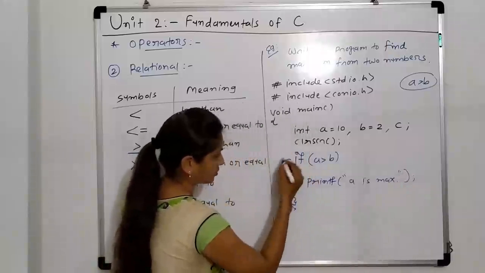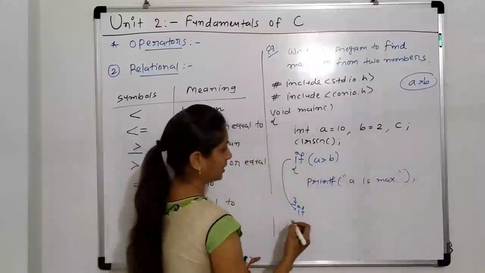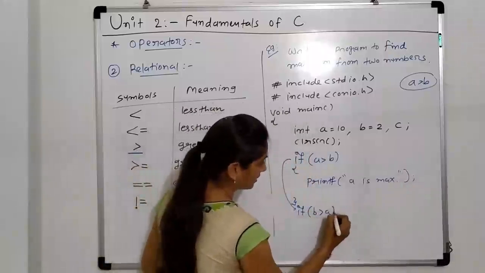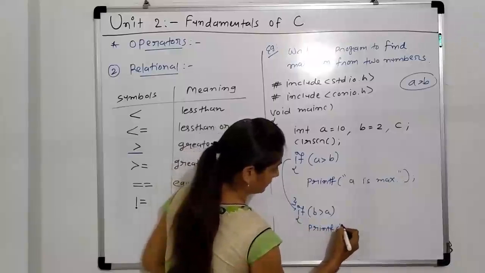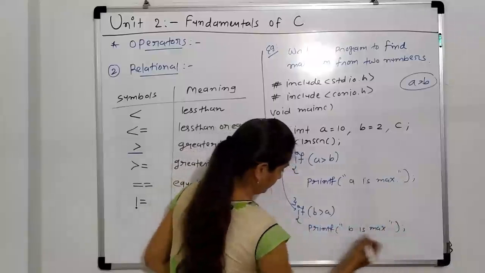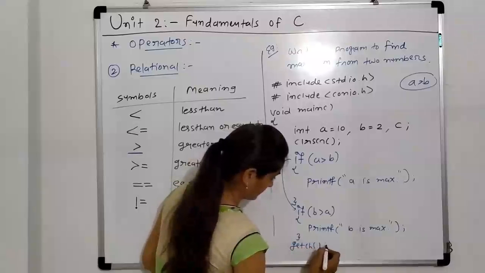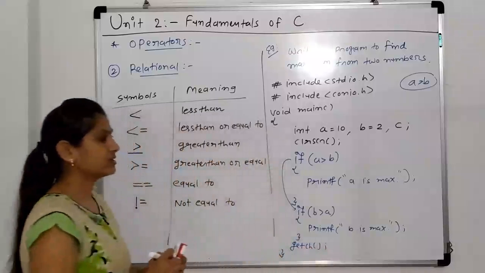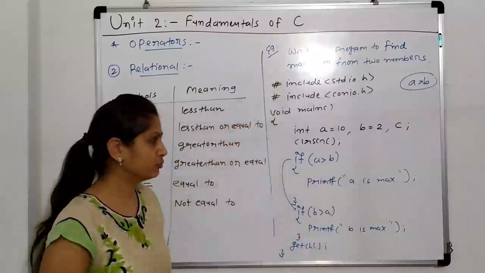Otherwise, it goes to the else part. Again check the condition. If B is greater than A, then printf B is max. And last is getch. Clear? So this is a program to find maximum from two numbers.